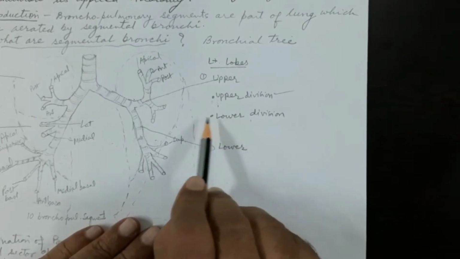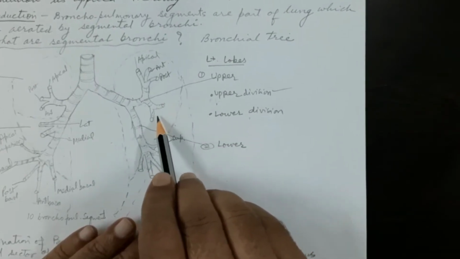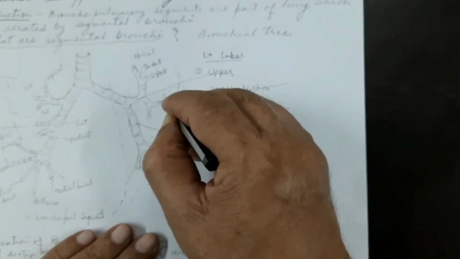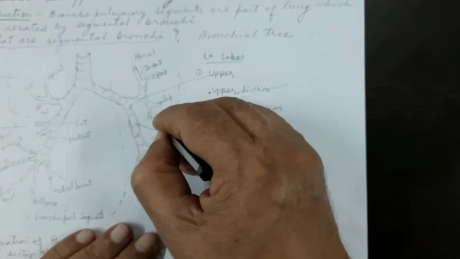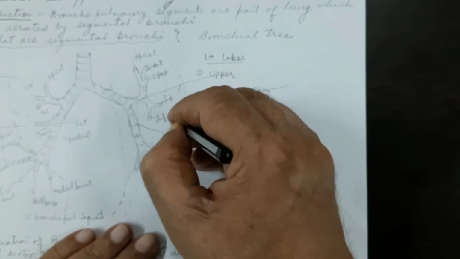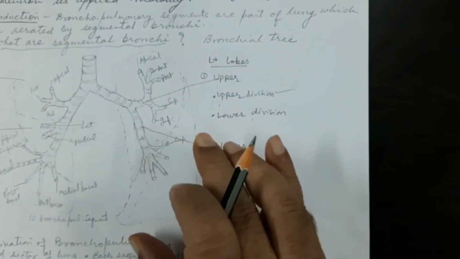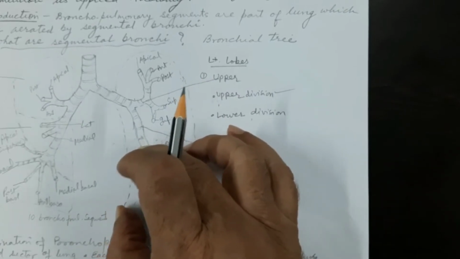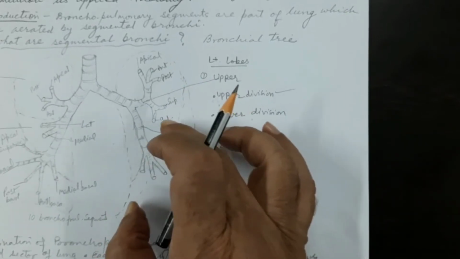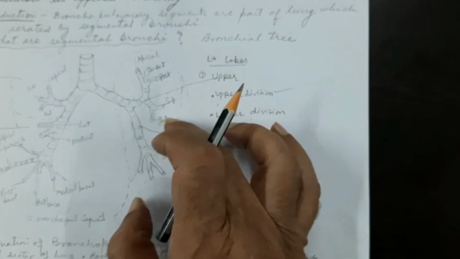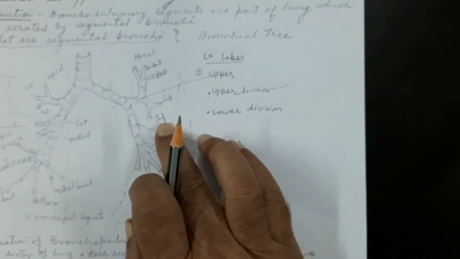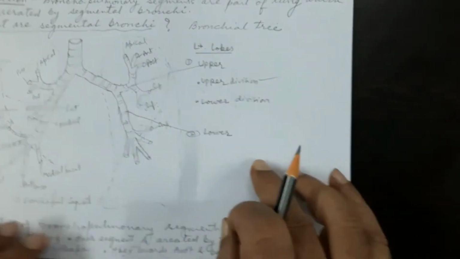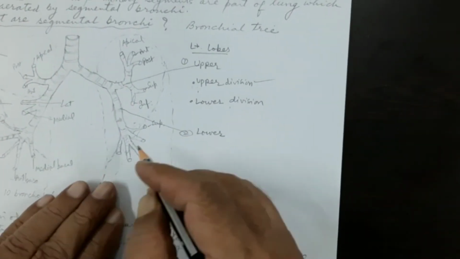But the lower division of this will also give 2, and they will be called superior and inferior. But since they are going to the lingular part of the lung, that is the lower notch-shaped structure, they are called superior lingular and inferior lingular, okay, superior and inferior lingular branches.